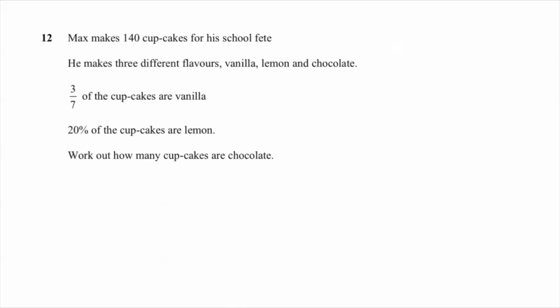Okay, question 12. Max makes 140 cupcakes for his school fete in 3 different flavours. 3/7 of the cupcakes are vanilla. So we want to do 3/7 of 140. Now we divide by the bottom, times by the top. So 140 divided by 7. 7s into 14 go 2, so it's 20. And then 20 times 3 is 60. So we've got 60 vanilla.